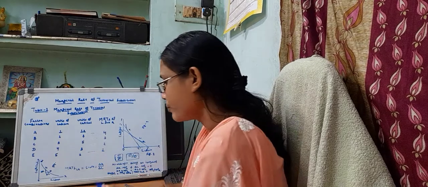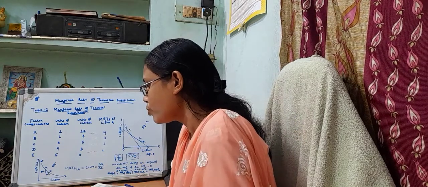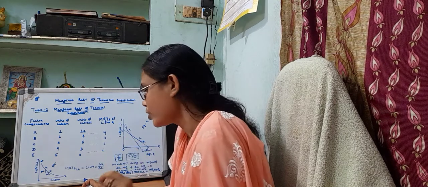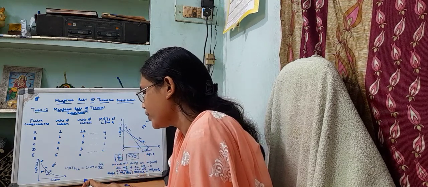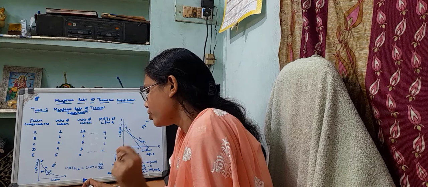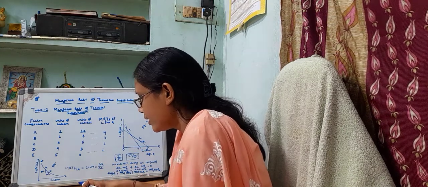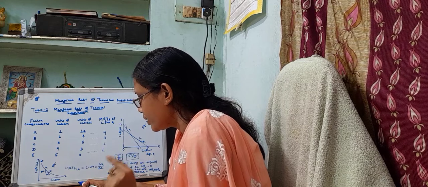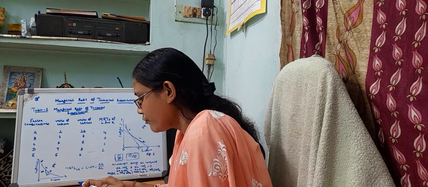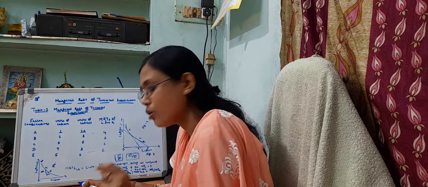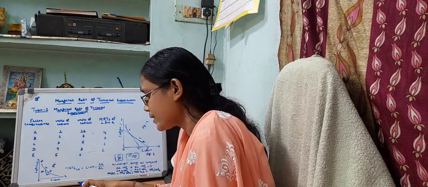Second property: no two isoquants can intersect each other. If two isoquants, one corresponding to 20 units of output and the other to 30 units of output, intersect each other, there will then be a common factor combination corresponding to the point of intersection. So no two isoquants can intersect each other.